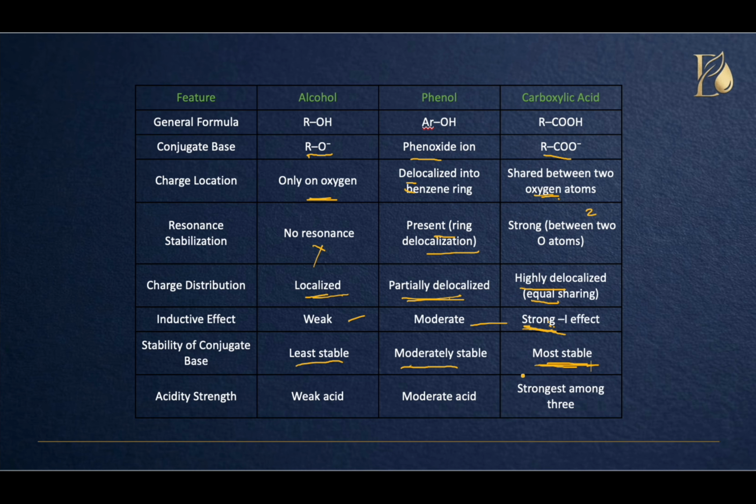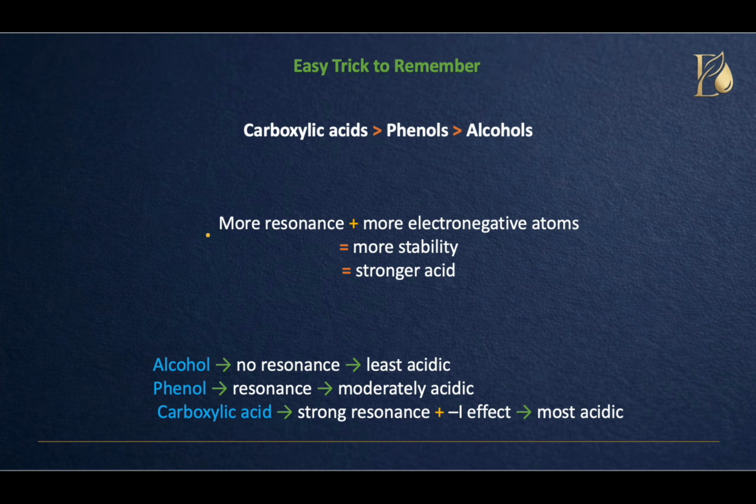Now, because of these reasons, what is the order of acidity? Carboxylic acids are more acidic than phenols, which are more acidic than alcohols. Just remember that more resonance and more electronegative atoms increase the stability and make the acid stronger. Basically, alcohols have no resonance, so they are the least acidic. Phenols have resonance stabilization, so they are moderately acidic, while in carboxylic acids, along with the strong resonance stabilization, there is also a minus I effect, so they are the most acidic. I hope you got these points.